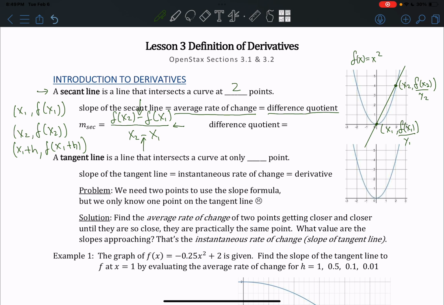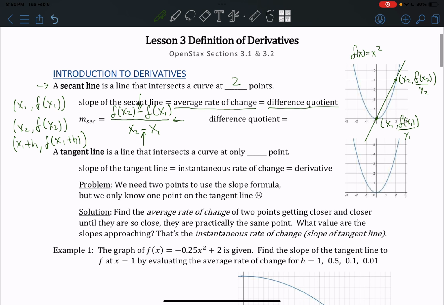Now the difference quotient changes a little bit, right? All I have to do is substitute f of x2 by f of x1 plus h, so we get f of x1 plus h minus f of x1 all over x1 plus h minus x1. So all I did here from the previous slope of the secant line is to simply replace x2 by x1 plus h. But now what I get is that the x1 on the bottom cancel each other out.